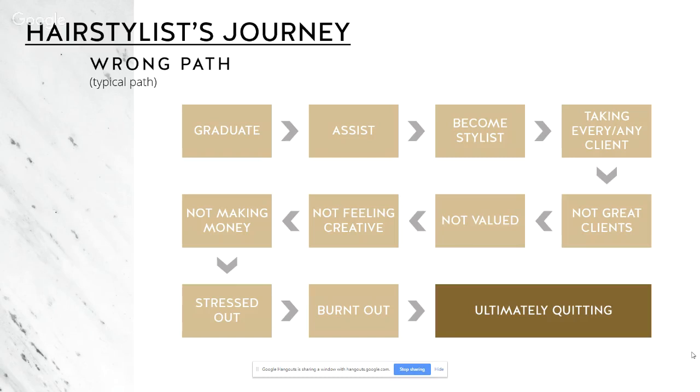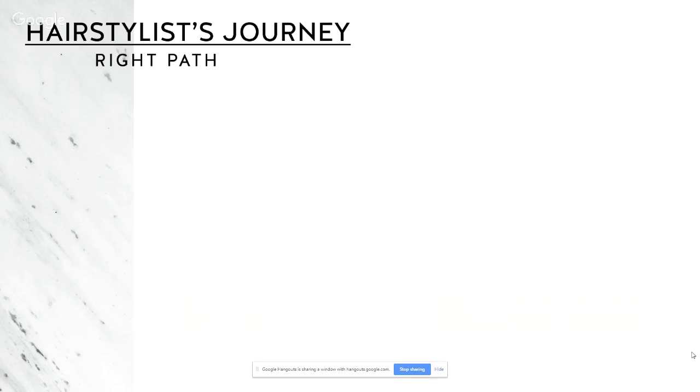And the sad thing is there's so many moments and opportunities along this path that you could have made a decision to change, but we didn't because we just kept going along it. And sometimes we didn't know how to change. So I'm going to walk you guys through what I call the right path of a hairstylist. Now, this would be the ideal path that I would follow. If you're a stylist that's just starting out or you are still in school, please pay attention. This is going to be something you really want to note. So first, you graduate beauty school.